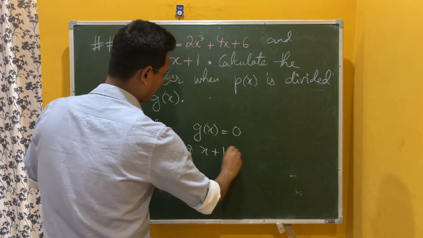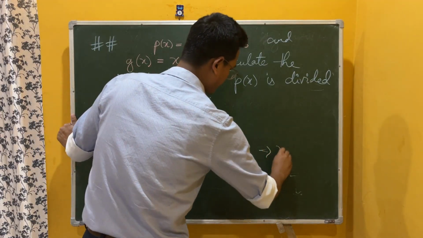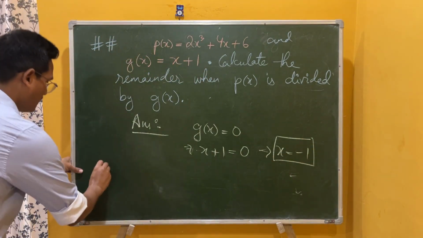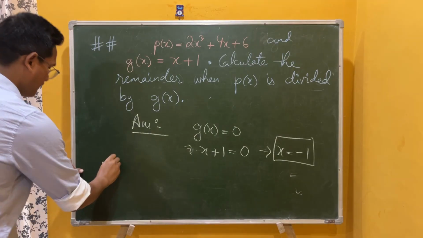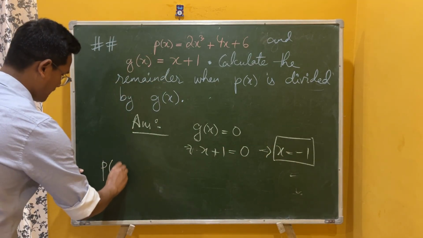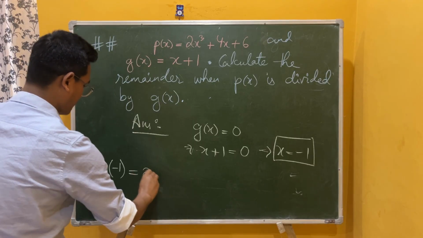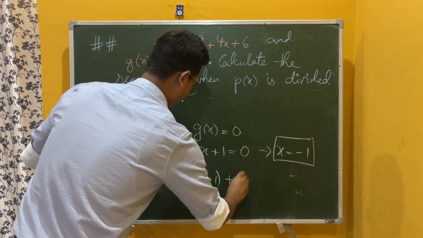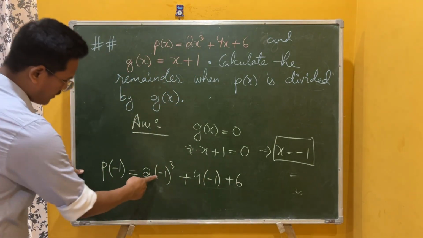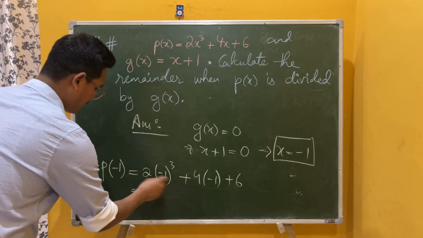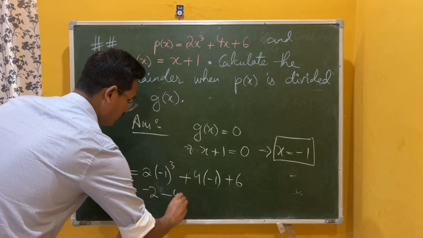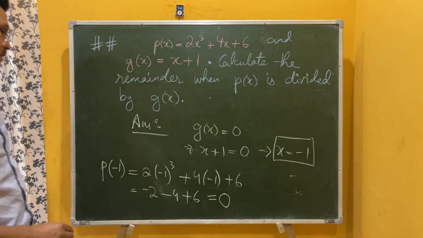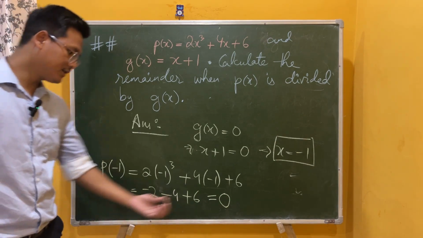That is x plus 1 equals 0, means x is minus 1. So in order to find the remainder, we substitute the value of x by minus 1. Here it is minus 1, 2 times minus 1 is minus 2, so minus 4 plus 6, so this is 0. So what do you see here? That the remainder is 0.